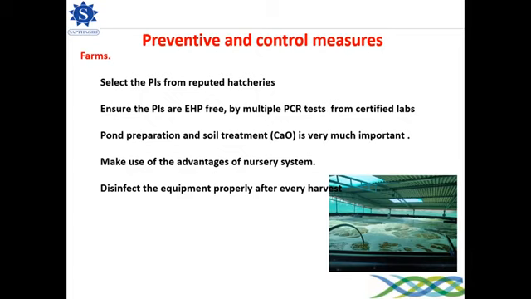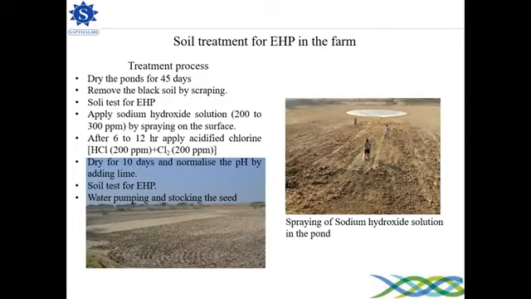This is one of the experiments. Before, in a farm, the soil treatment was done with sodium hydroxide at 200 to 300 ppm. A sodium hydroxide solution at a concentration of 200 to 300 ppm is sprayed all over the surface. After 6 to 12 hours, acidified chlorine, that is 200 ppm hydrochloric acid and 200 ppm chlorine, is mixed together and spread over to bring the pH down to normal level.